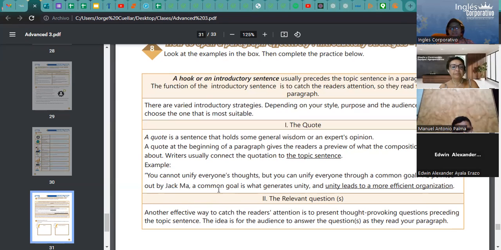The question is very similar. You put here a question, and then you say why you are saying the question. For example, have you ever been in another country and you feel embarrassed because you don't know the culture? So whenever you go to another country, we need to understand the culture, and that's it. Something like that. So it's going to be very short. And there are two strategies that we're going to use. First is the quote, and the other one is the relevant question.